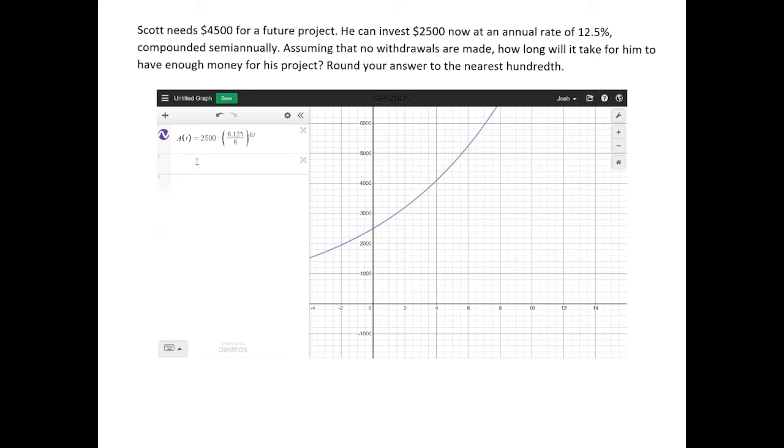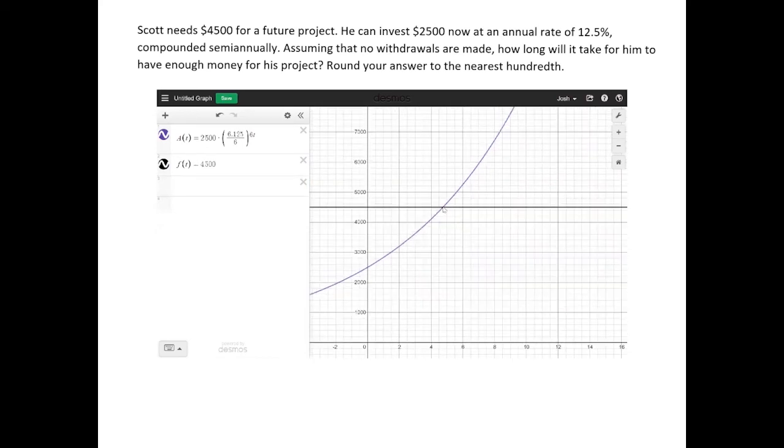And now we will graph another function, which will be the 4,500. So I'll just define f of t to be the horizontal line 4,500. And the point where those two functions intersect is what I'm interested in. I want to know when they're the same. And again on Desmos, when I click that line, or when I click a point where two functions are close to each other, it gives me the point of intersection. Now, that point right there is in the form t comma A of t. That is, it's a time and it's an amount.